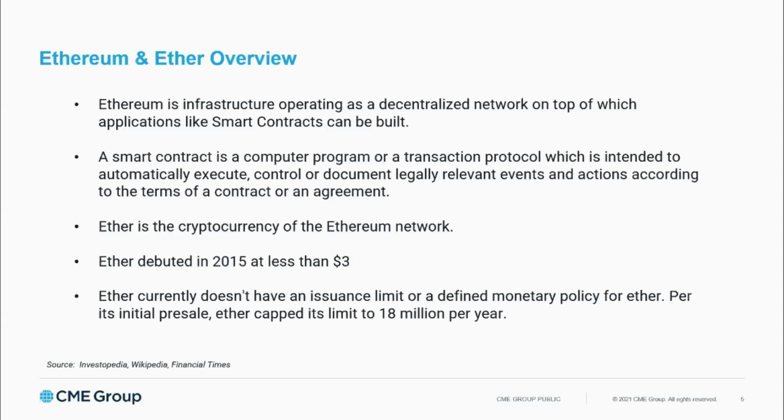And unlike Bitcoin, Ether doesn't have a finite amount in circulation. Bitcoin has a finite amount of 21 million Bitcoin. Ether doesn't have that cap. Ether doesn't have an issuance limit, and per its initial presale, Ether is capped to 18 million per year.